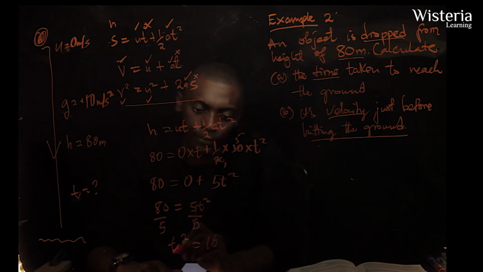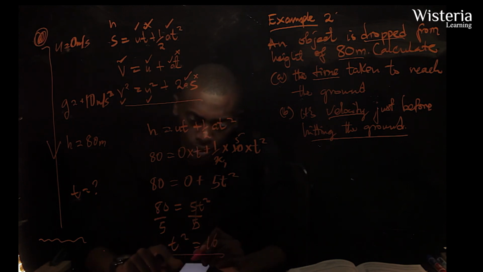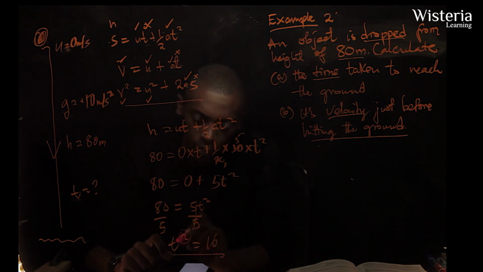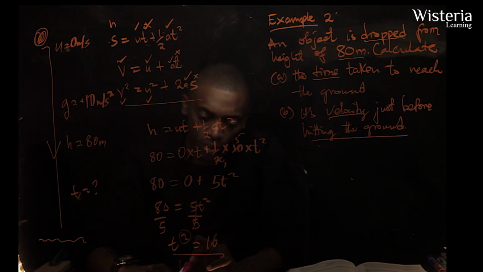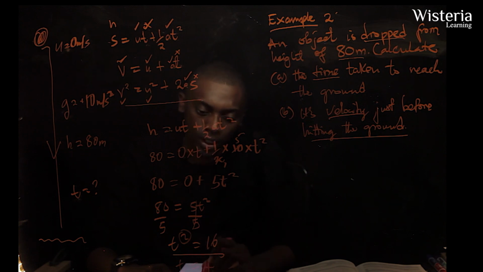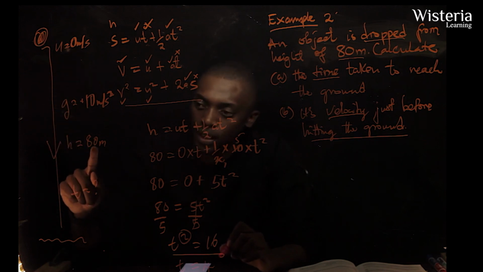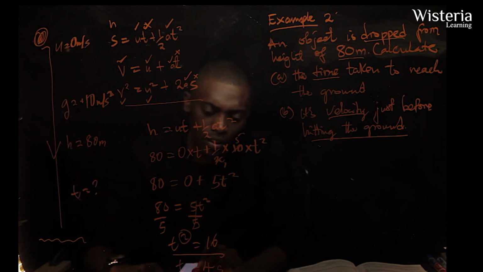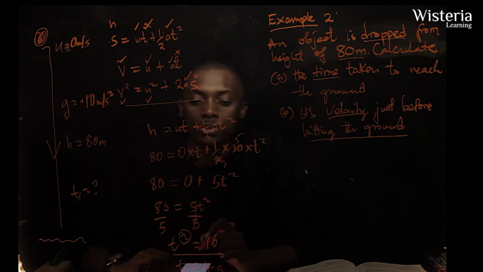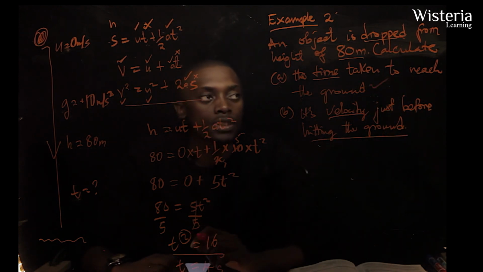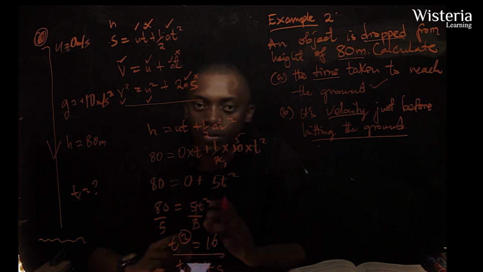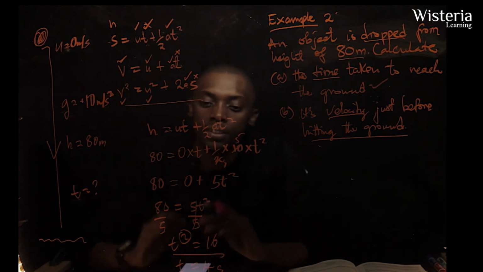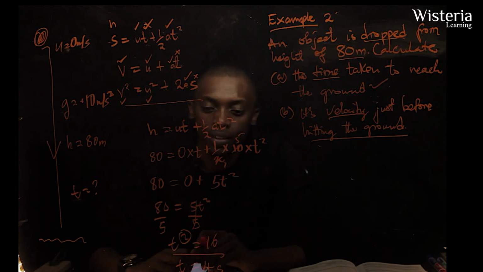Now this means that the time is squared, meaning that I need to find the number that when multiplied by itself gives me 16, and that will give me 4. So 4 times 4 gives us 16, meaning that the time taken to cover this height, 80 meters, was actually 4 seconds. So that's how we calculate the time taken. You find an equation that has all the variables, then substitute, and then you have your answer in no time.